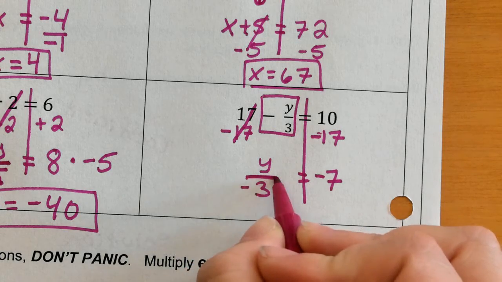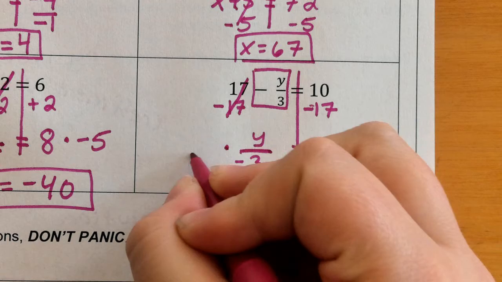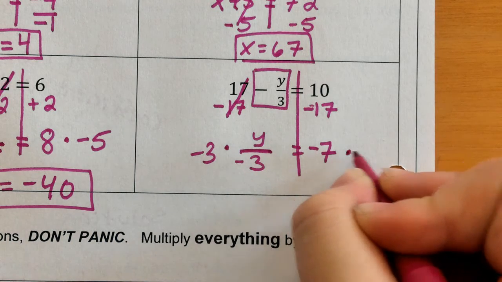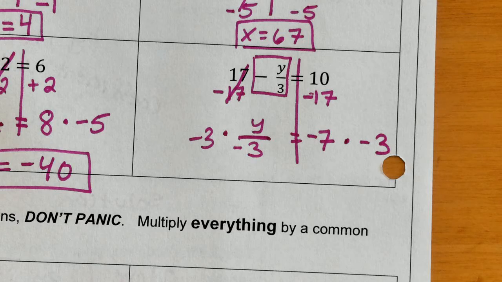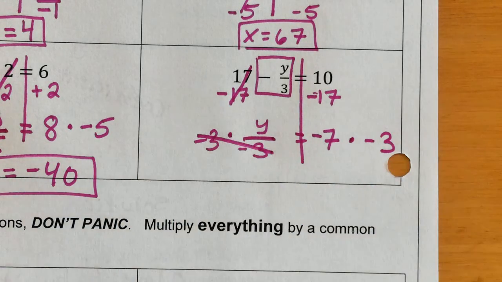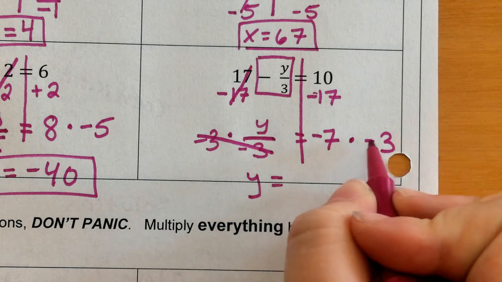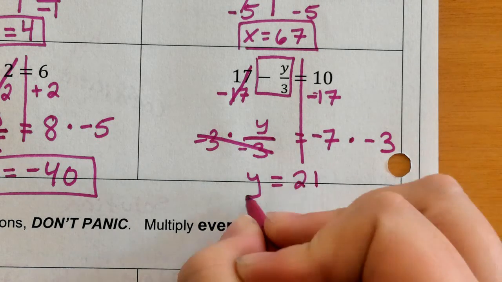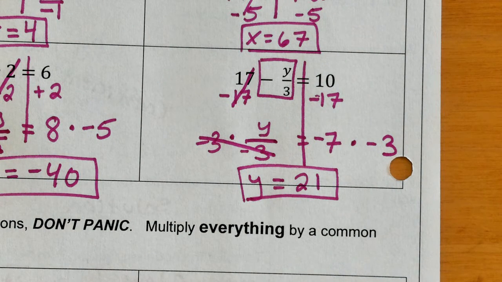Since this means that we're dividing, just like we did over here, we're going to multiply. But it's really important that we multiply by that negative 3, and we don't lose that negative sign in our work. So that will go away. Y equals negative 7 times negative 3, which is a positive 21. So those are all the different types of two-step examples that you might see.